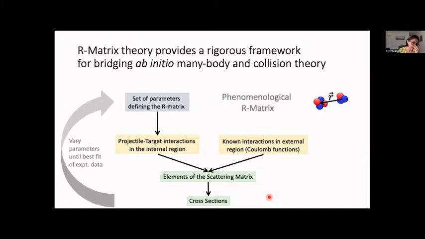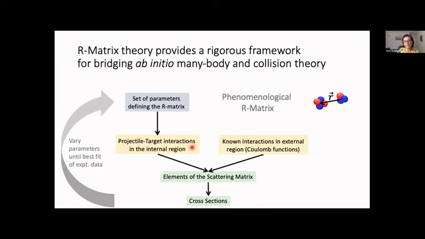And the most familiar way the R-matrix theory is utilized is typically as phenomenological R-matrix, where the internal region is parameterized with the pole expansion of the R-matrix, and then the parameters are fitted to the experimental cross-section data. One basically tries a set of parameters, goes through the calculation of the various observables, and then starts repeating until a fit is reached.